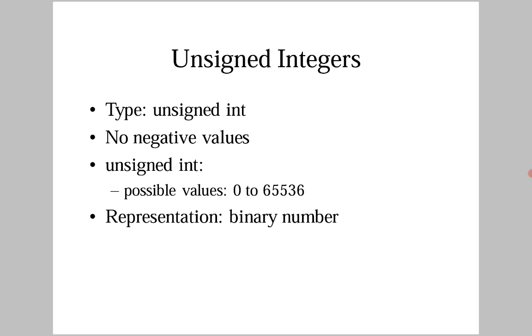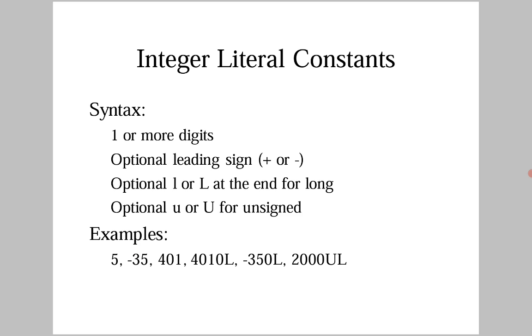Signed and unsigned integers. Type means signed int, no negative values. Unsigned int means possible values are 0 to 65535. The representation is a binary number. Generally unsigned integers are positive numbers, no negative values. Type unsigned int. So integer literal constants.